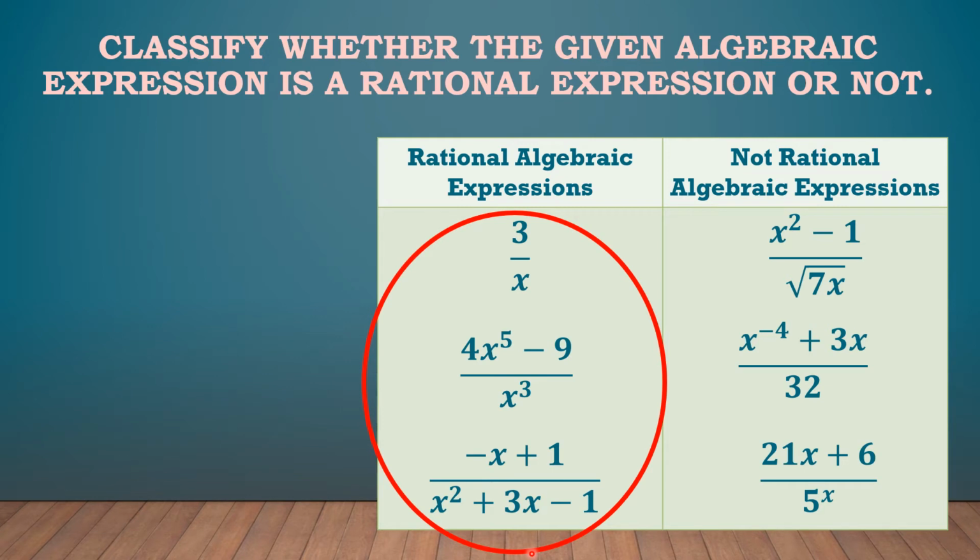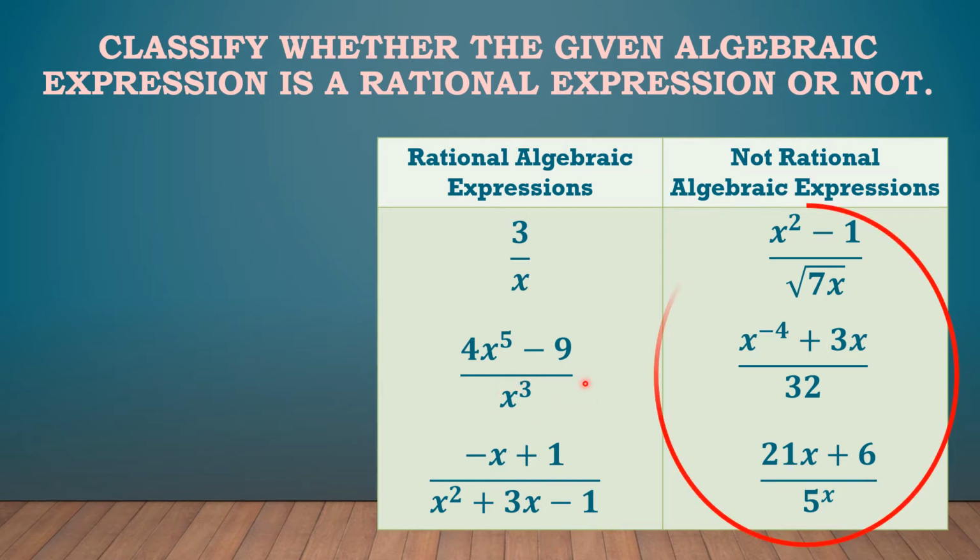So all the algebraic expressions here are rational because ang numerator niya at ang denominator niya ay may mga polynomials. And the denominator is not equal to 0. Dito naman sa kabila, ang mga example ng not rational algebraic expressions dahil sa unang expression may square root ang x, sa pangalawa, ang exponent ay negative, sa pangatlo naman, ang variable ay naka-exponent.